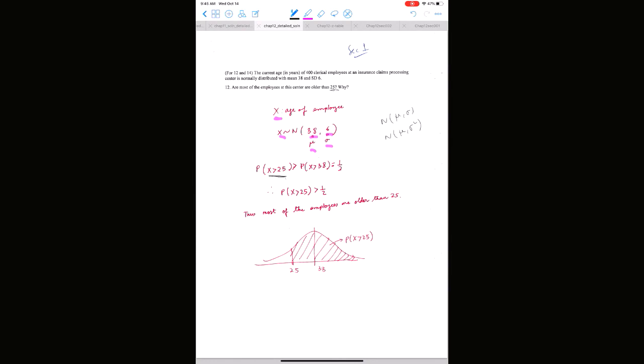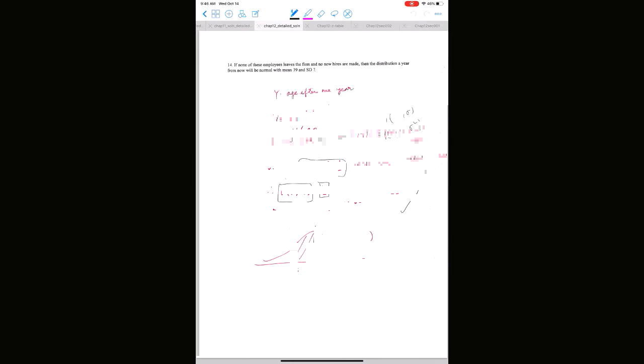Now here, instead of calculating the probability using the z table or some other method, you can notice that X greater than 25 is greater than X greater than 38. And in this question, 38 was the mean. So X greater than 38 was this area, which was 1/2. So X greater than 25 shall be greater than 1/2. So that is why most of the employees are older than 25. Okay. If you guys have any questions, please stop me and ask.